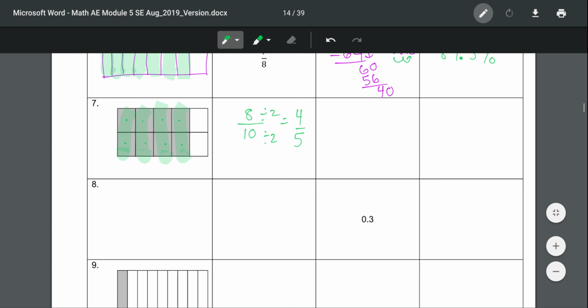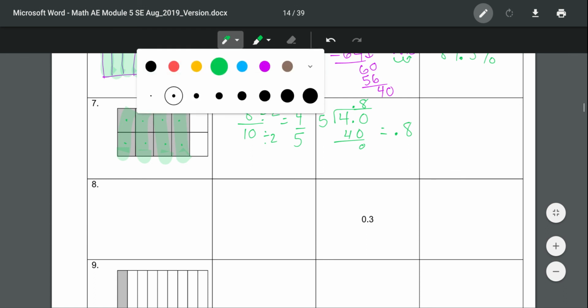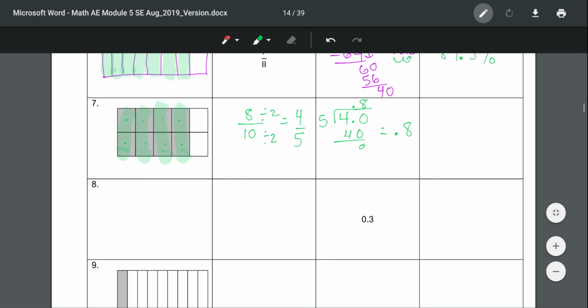So now to convert 4/5 into a decimal, divide 4 by 5. 5 doesn't go into 4 evenly, so add a decimal point, add a 0. 5 goes into 40 8 times. So 4/5 would be 0.8. Now to convert 0.8 into a percent, you move the decimal point 2 places to the right and you get 80%.